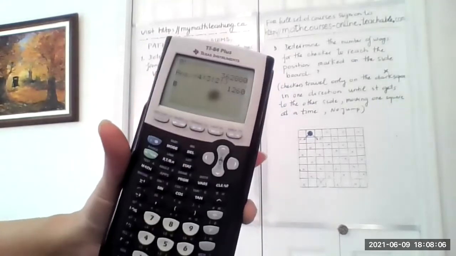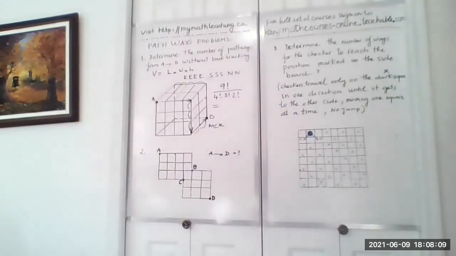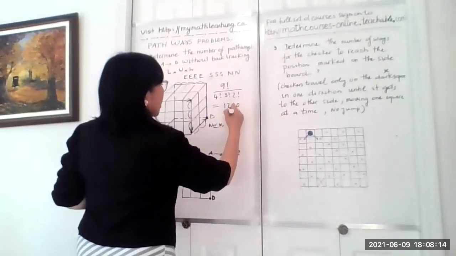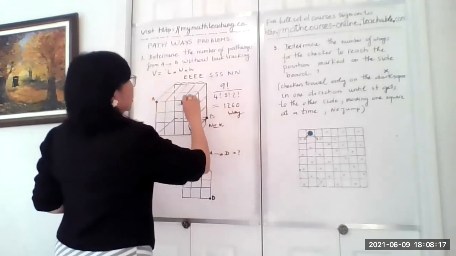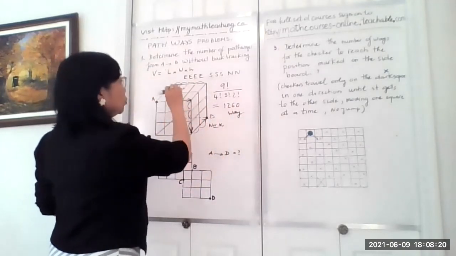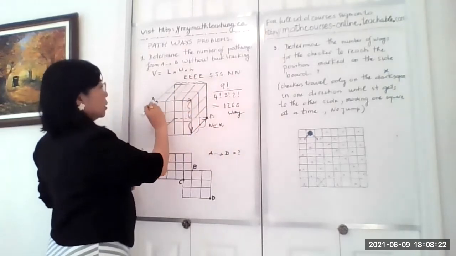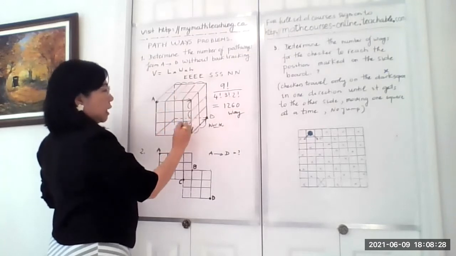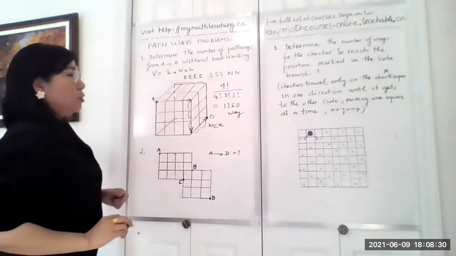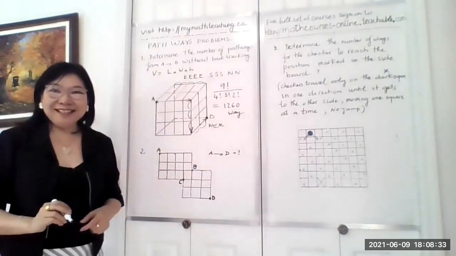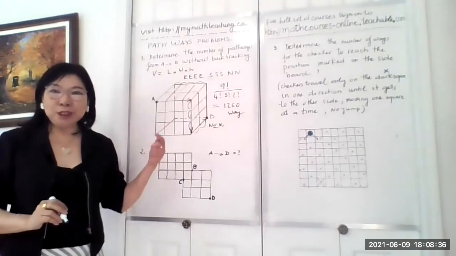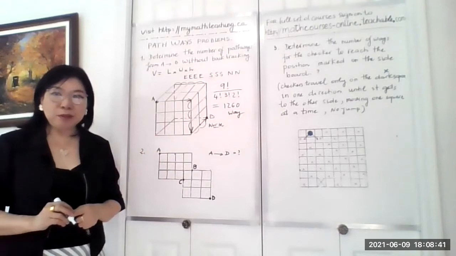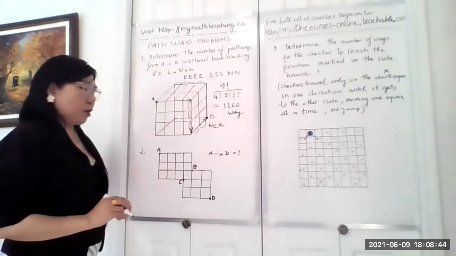So the answer is 1,260 ways. So that's the answer. 1,260 ways you can travel without backtracking. It means you just go forward without backward, right? So you go from A to here, so go east, and then go south, and go north. And that's the way you do it. So I provided you another picture of the shape of the 3 dimensions, showing how you solve the problem. Let's go to the second problem.